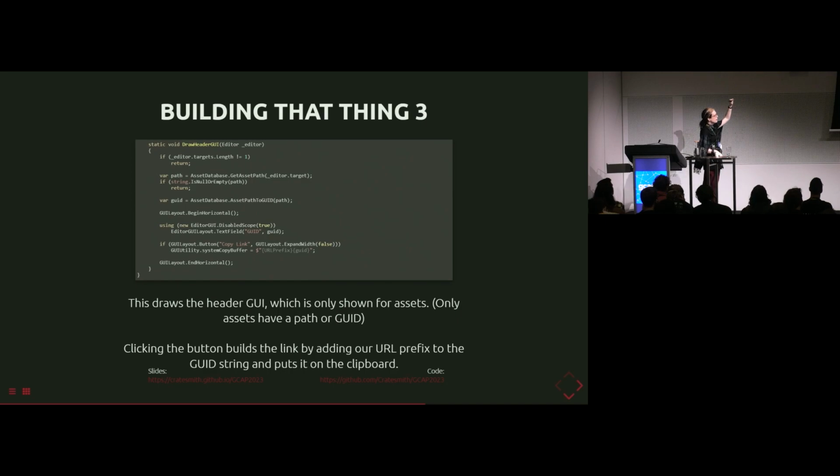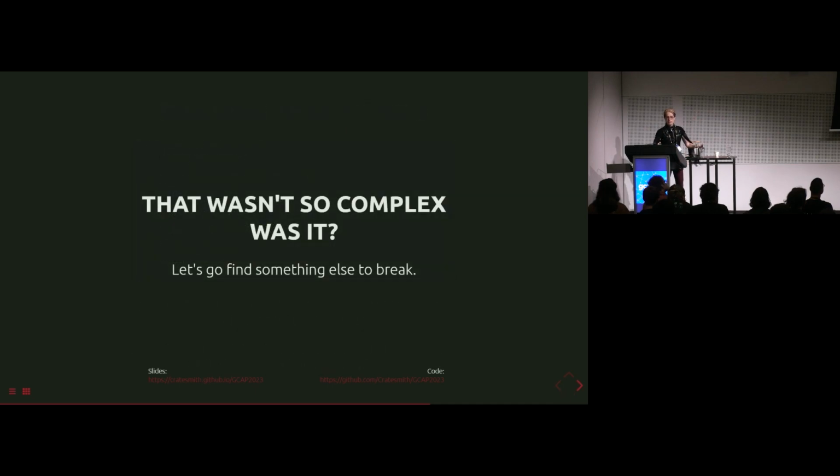And then the GUI is relatively simple as well. We basically say, okay, if something's selected, if it has an asset path, that means it's an asset, get the GUID and draw a disabled text field that draws the GUID, and then a button that puts, so GUI utility system copy buffer is basically the clipboard. Oh wow, okay, 10 minutes, we're going to do this fast. So we're just going to paste the URL prefix plus the GUID to that, and then we're going to end that. Okay, cool, so that wasn't too hard, was it?